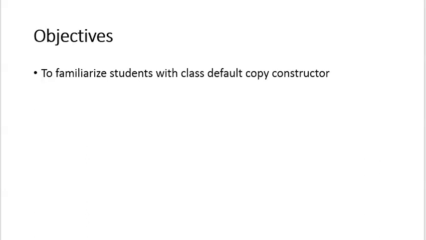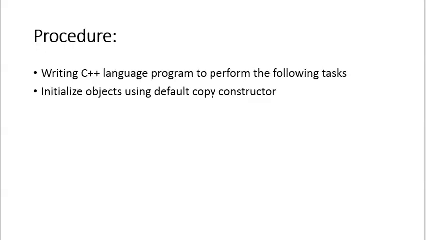The objectives of the lab are to familiarize students with the default copy constructor, how you will declare it and how you will use it. The procedure: we will write a simple C++ program to implement the copy constructor and then initialize objects using the default copy constructor. We will initialize objects in the main with the name of the class, and then I will show you how you will do the copy.